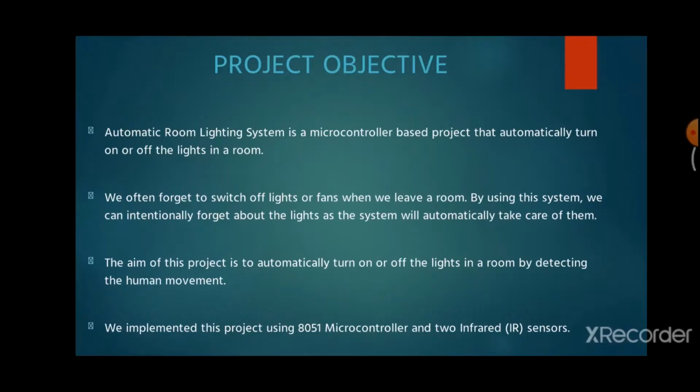The aim of this project is to automatically turn on or off the lights in a room by detecting human movement. We implemented this project using 8051 microcontroller and two infrared sensors, that is IR sensors.